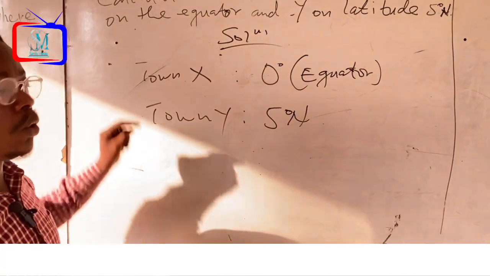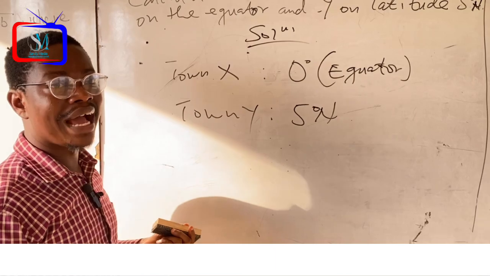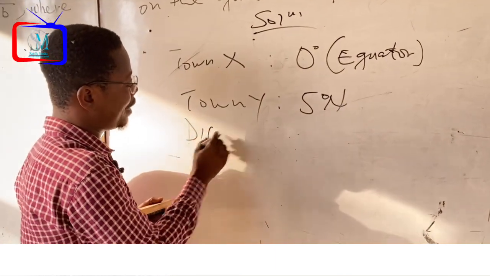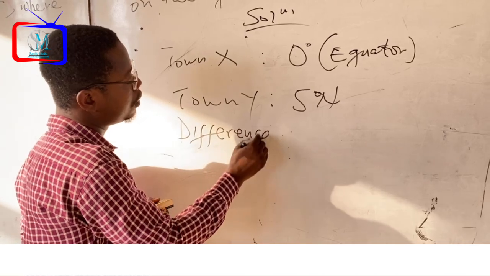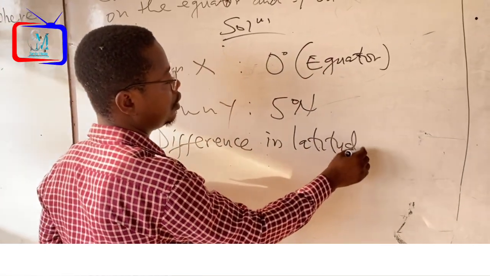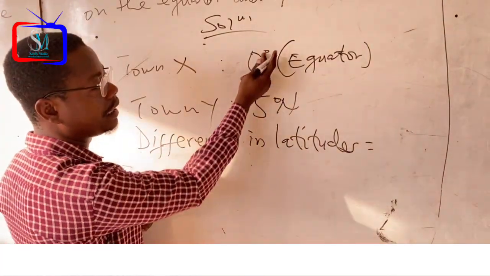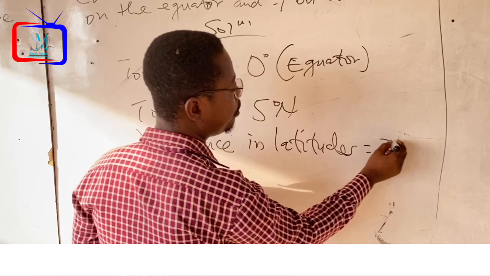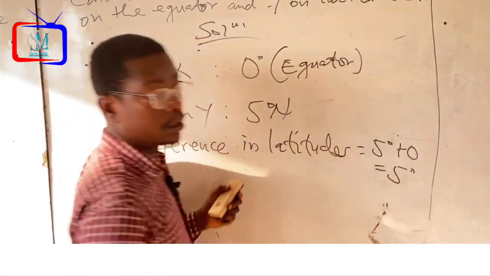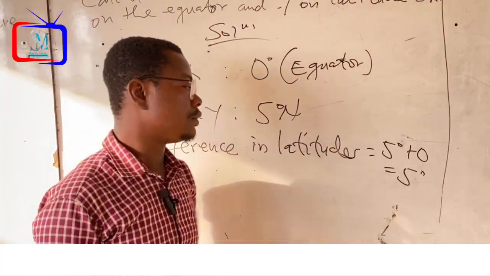After you have been able to locate the two places involved, you also try to find what we call the latitudinal difference, or difference in latitude. So you write difference in latitude. So what is the difference? You are going to put 0 degrees to 5 degrees. So it's going to be 5 degrees plus 0, giving us a value of 5. So this is our difference in latitude.